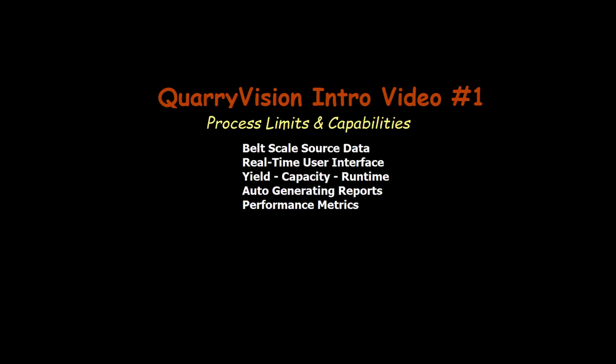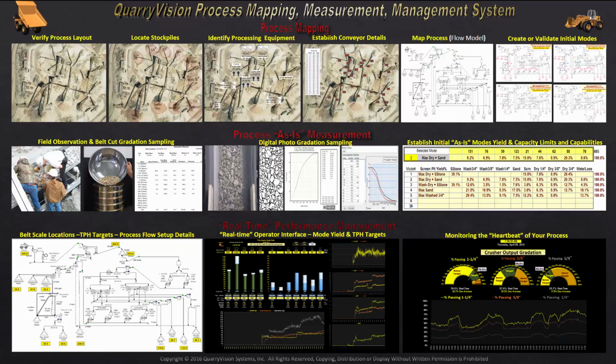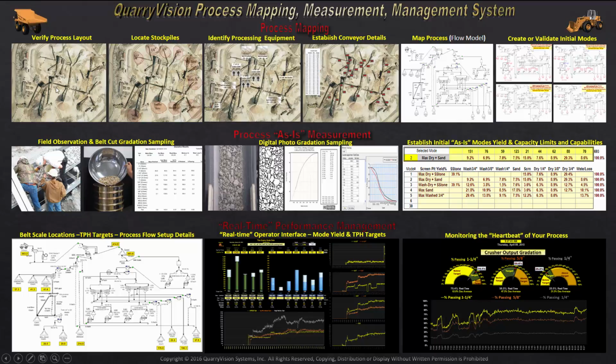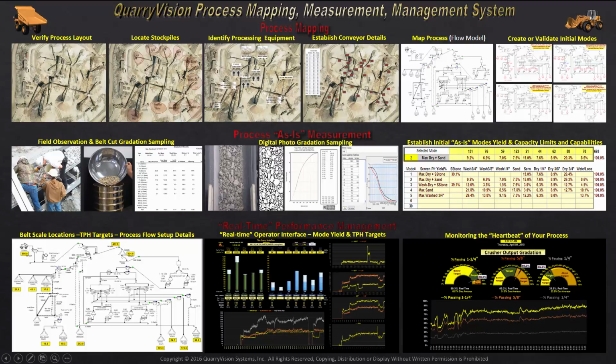This video describes our approach to defining the process limits and capabilities for any aggregates operation using belt scale data. The process begins by defining the process, actually mapping the process, establishing the process layout, locating stockpiles, identifying the processing equipment, including the conveyors, and then generating a map, often a flow chart.